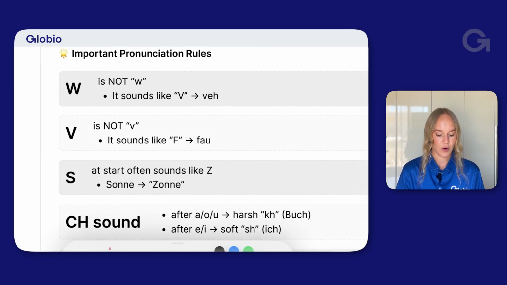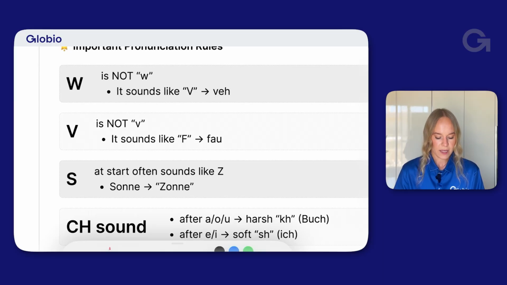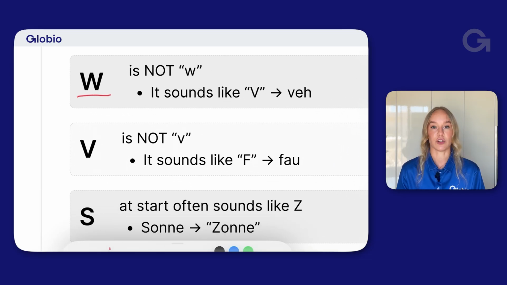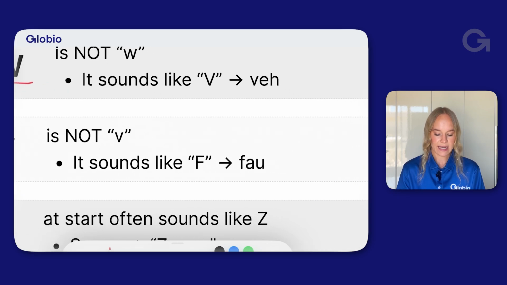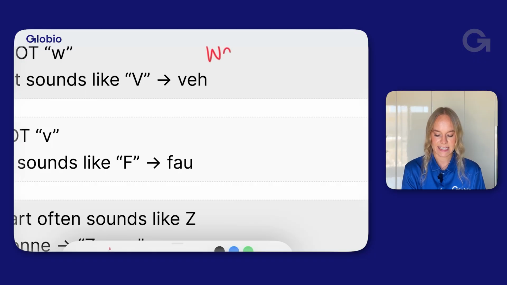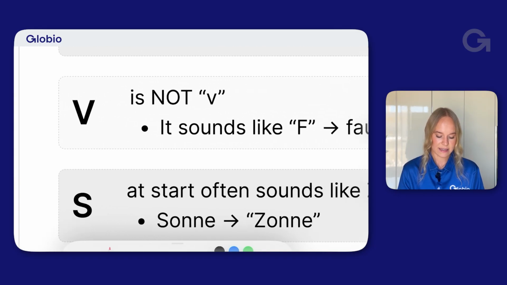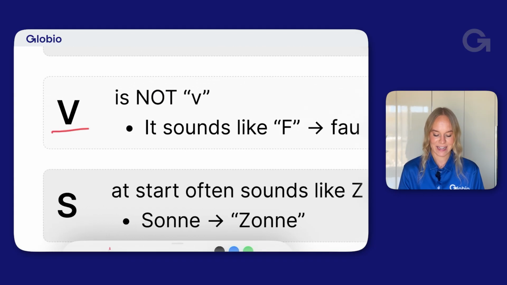So here are some important pronunciation rules for you. Because we have some sounds that are not even the same as in English. So that's why I teach them to you now. The first one is the V. You see, it's not a W sound. It's a V. So we say V. For example, in the simple word Wasser, this is V, not W. The second sound is the V. We already had that.